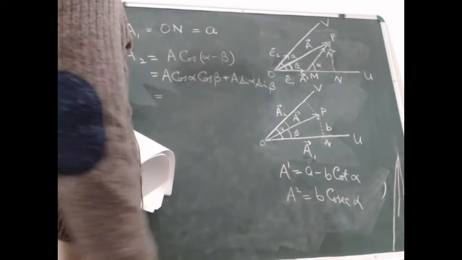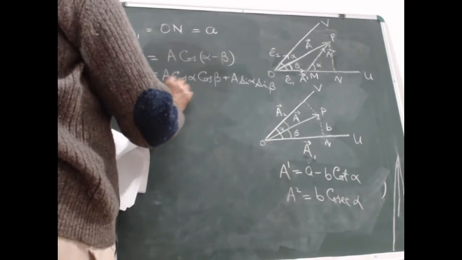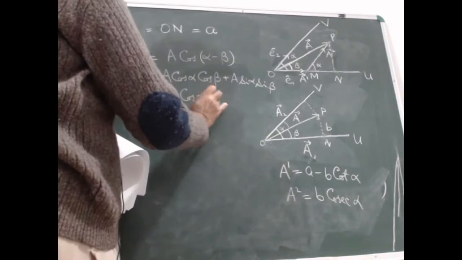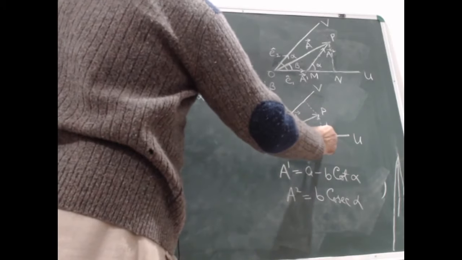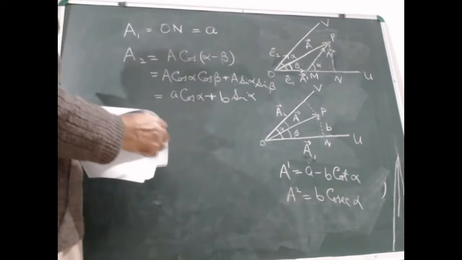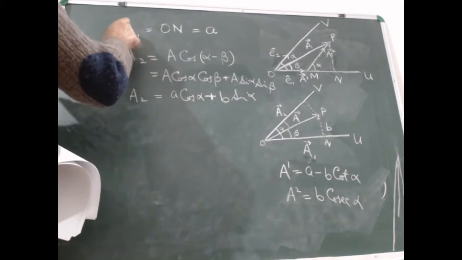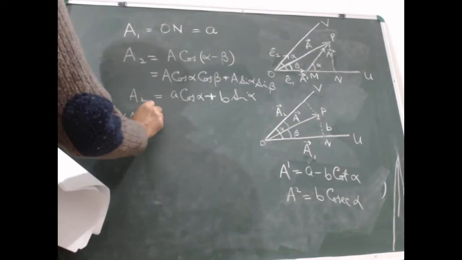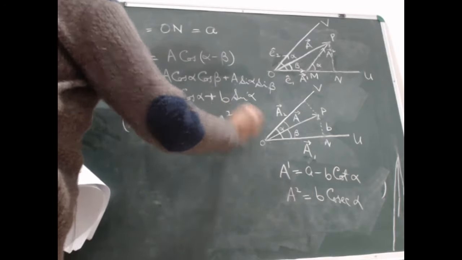A cos beta is ON, which is small a. So this can be written as a cos alpha plus a sin beta. This a sin beta is PN, and PN is taken as b, so this is b sin alpha. Clearly the square of a1 and the square of a2 will not give the value of A square.